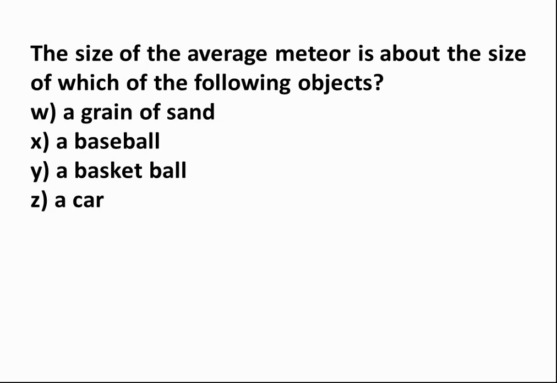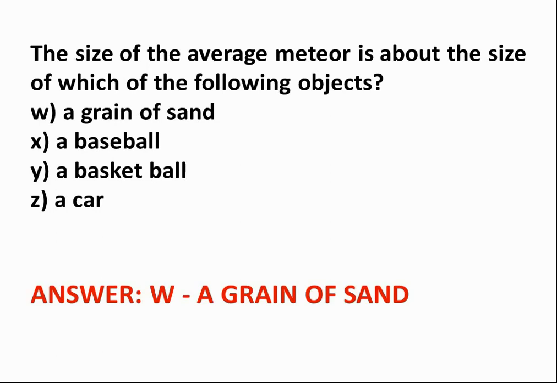The size of the average meteor is about the size of which of the following objects? W, a grain of sand. X, a baseball. Y, a basketball. Z, a car. Answer, W, a grain of sand.